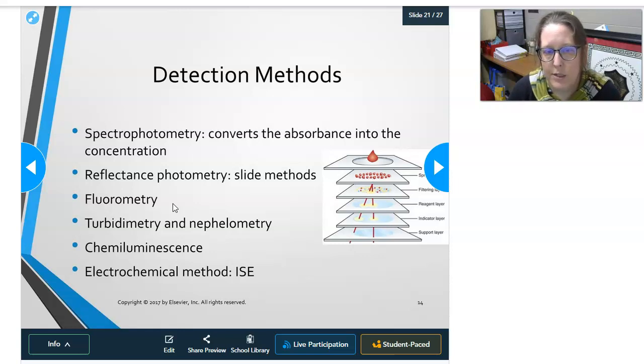Turbidimetry uses a photometer. It shines light through the cuvette, detects the light transmitted on the other side, and determines how turbid or cloudy the specimen is, and that relates to the concentration. Nephelometry is light scattered. Light is shone, and the antibody-antigen particles scatter the light, and that's what's picked up. Chemiluminescence is a chemical reaction that generates light, which is detected by a phototube. And then there are your electrochemical methods, like your ion selective electrodes. Those are all the types of detection methods used for the different reactions.